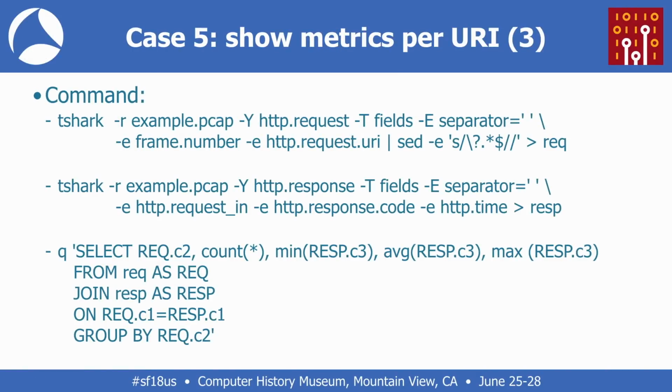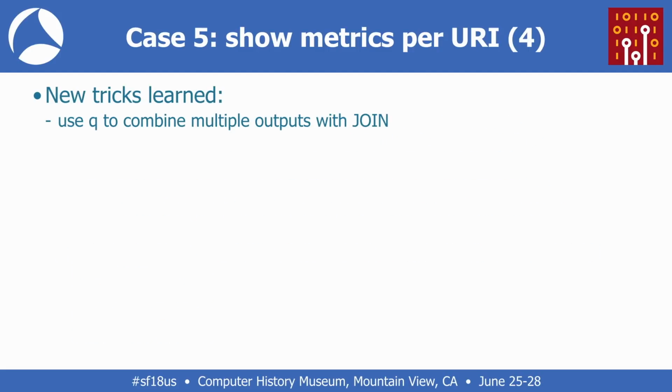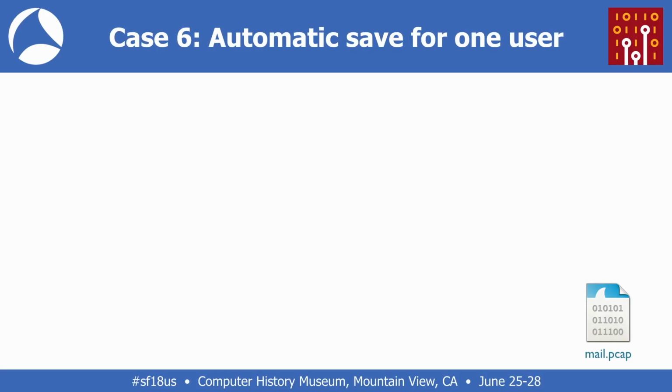So again, a little more readable. I created my requests. I created my responses with a back reference to the request in frame number, and I used those two to create this query in which I joined those two files on the request number and the request in number, and I printed the things that I needed. So one of the new tricks that we learned was to use queue.